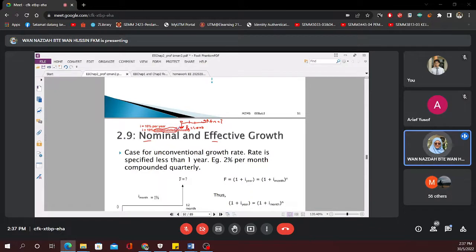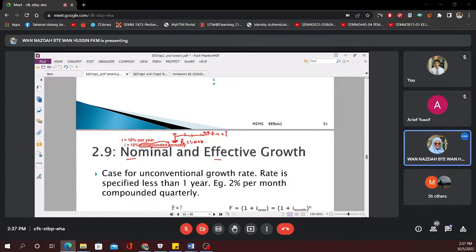In actual situation, there is another terminology that you need to get familiar with, which is compounding. Compounding means how many times the financial institution charges you. If it says compound annually, meaning that it is only once a year.